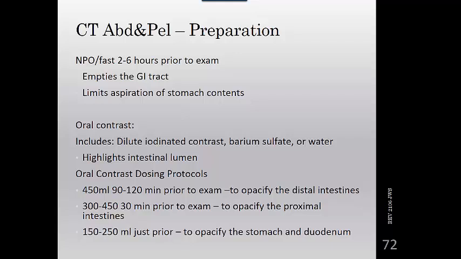This last part, the 150 to 250, is given after you've waited either the 2 hours or the 2.5 hours before the scan. You give them 150 to 250 milliliters just prior to scanning it, just to opacify that proximal portion, stomach and duodenum.